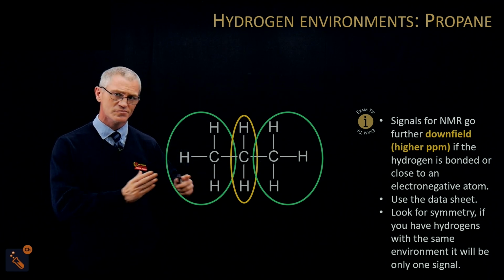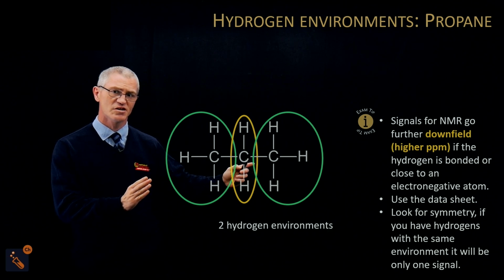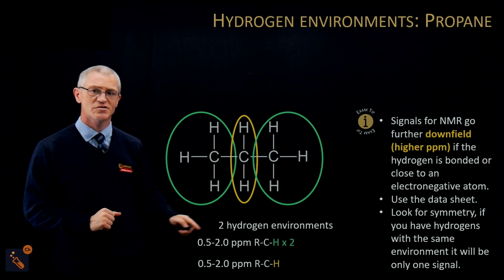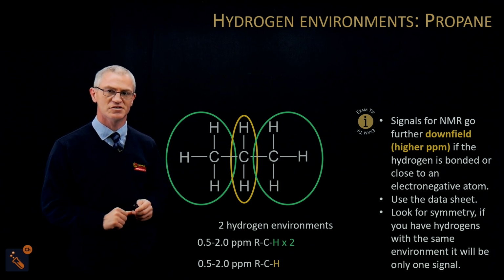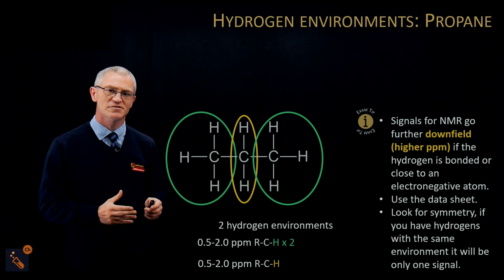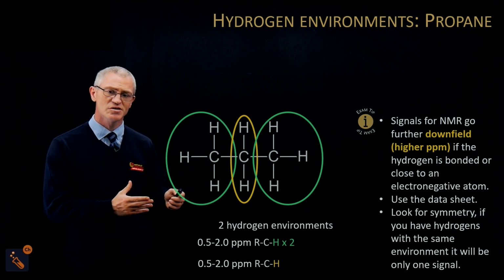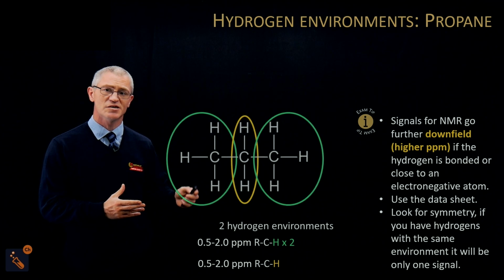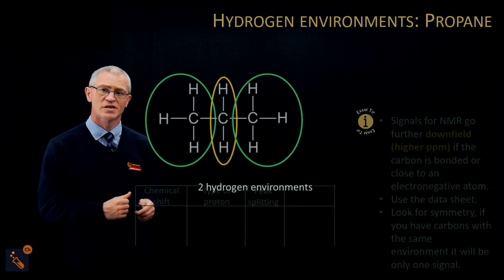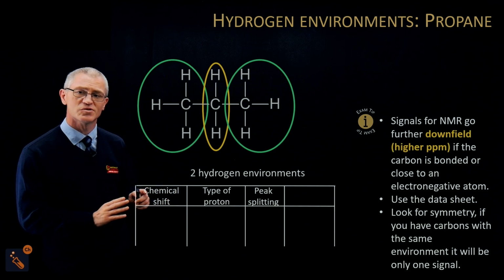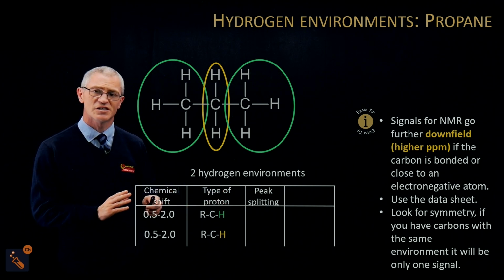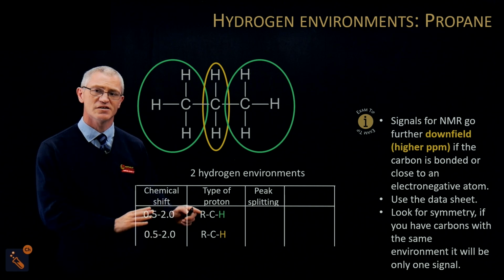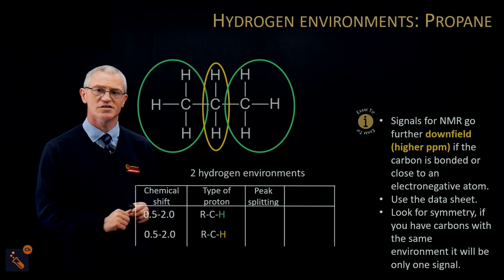So 2 environments for this molecule, and we think they'll come out between here and here because we've looked at our data sheet, okay, because they're just RCHs. Now, if that is the case, we've got that symmetry, we can now turn it into a table. So here we have our table, the chemical shift, type of proton, and peak splitting. So our chemical shift, we think, will come out somewhere between there, and our type of proton will be RCH.